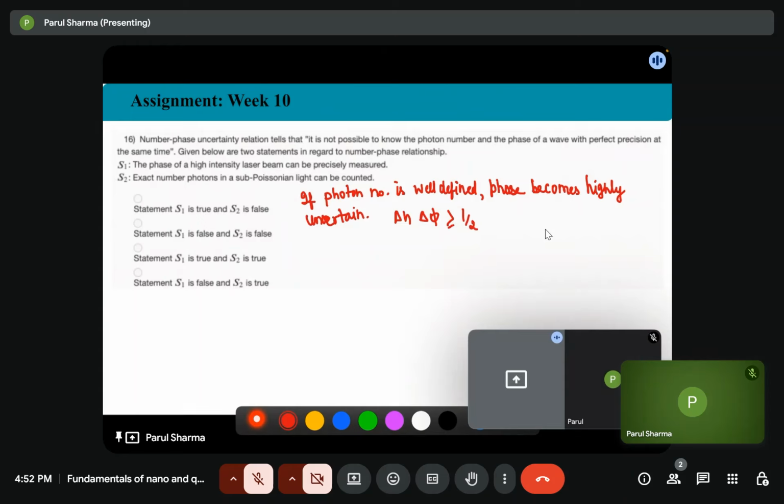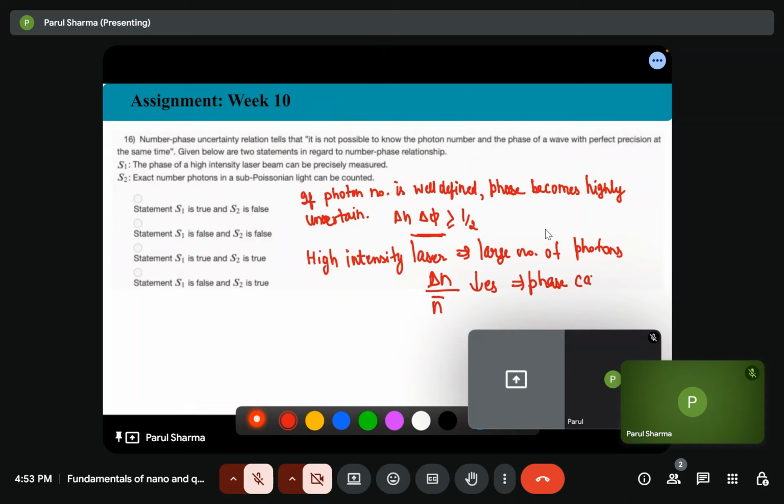Okay. So if we have a high intensity laser, that implies a large number of photons. If there is a large number of photons, obviously we can define the phase precisely, or we can consider delta n by n bar, the relative number fluctuations, that decreases, and the phase can be well defined. So the statement S1 is true.